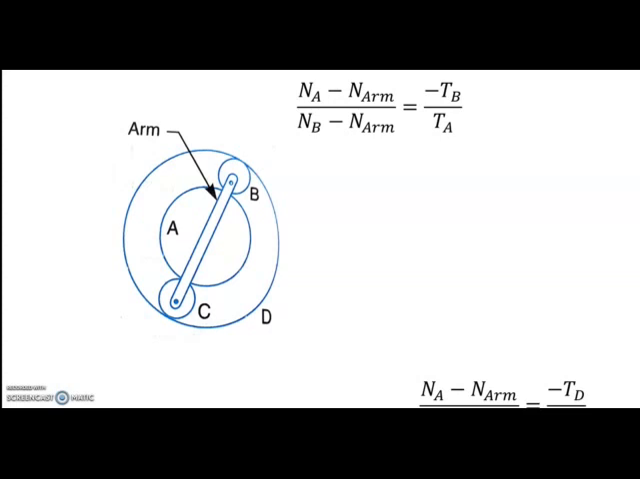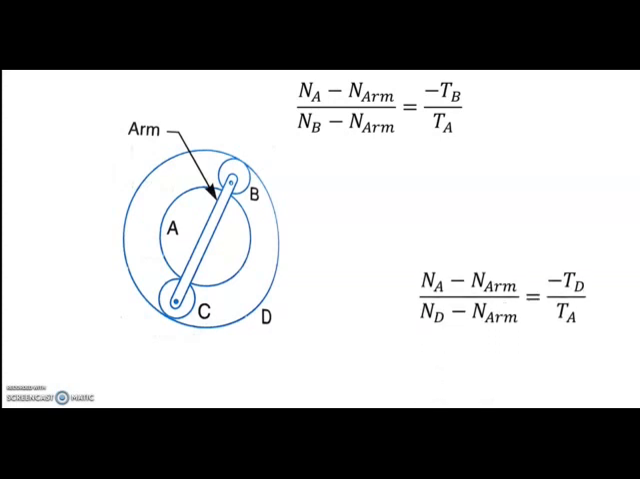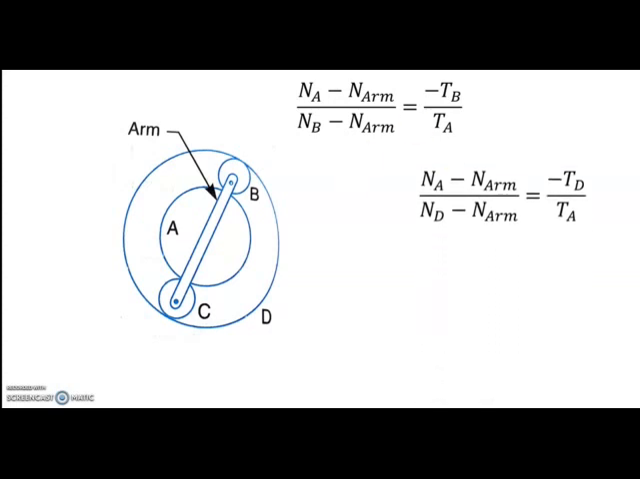Similarly, if you want to write the speed of A and D, the formula will be (NA minus NR) by (ND minus NR), again minus TD by TA. Why minus? Because if A rotates clockwise, C will rotate anti-clockwise, and since C and D is annular gear, D will also rotate anti-clockwise. So A clockwise and D anti-clockwise, since these two are in opposite directions, that's why the minus sign is showing here.